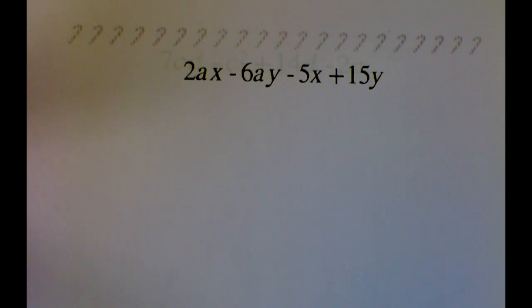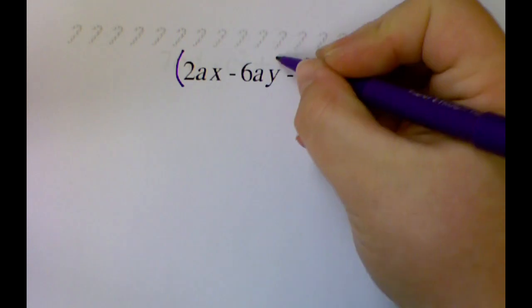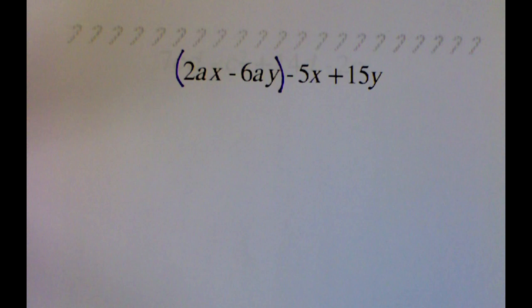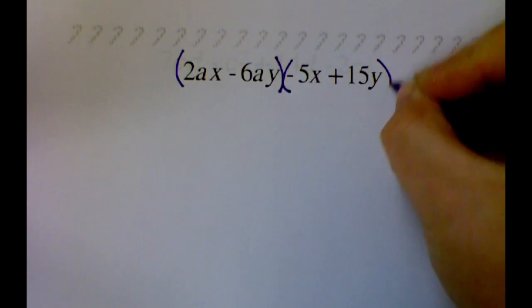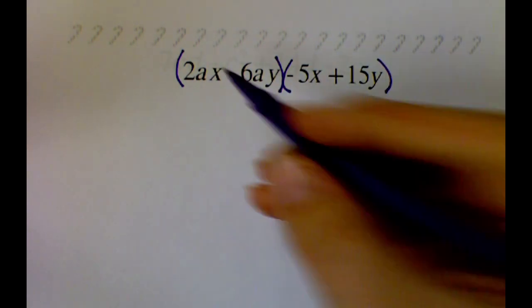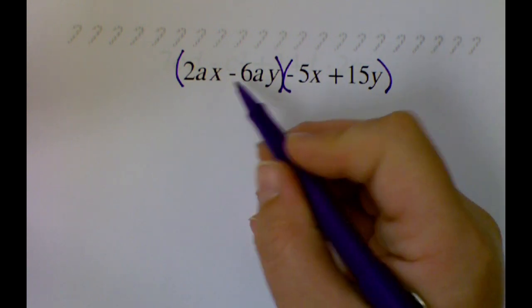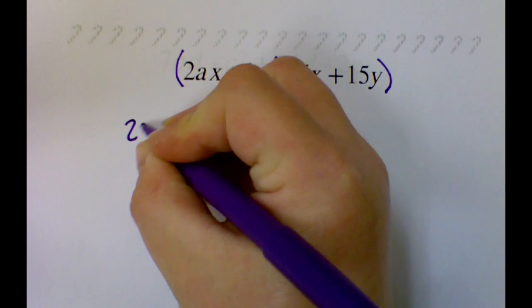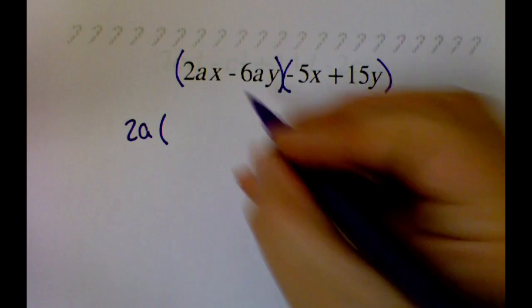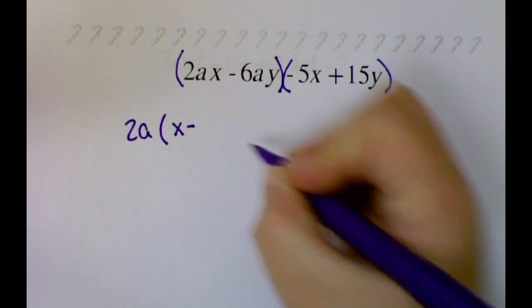So to factor by grouping, essentially we're going to group together sets of 2 terms. We're going to group together these first 2 terms and group together these last 2 terms. So in my first 2 terms, I say, okay, what's the GCF of those 2? Well, they both have a 2a in common. So I factor out a 2a, which leaves me with an x minus 3y.